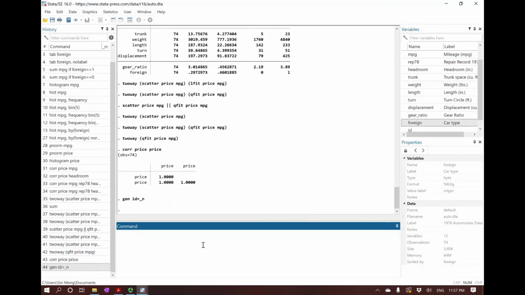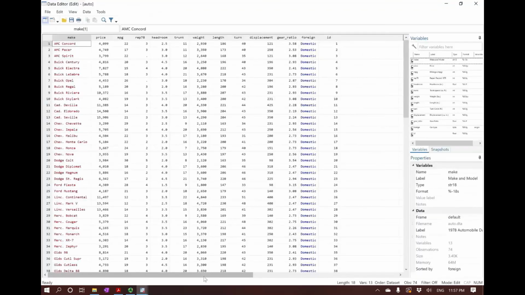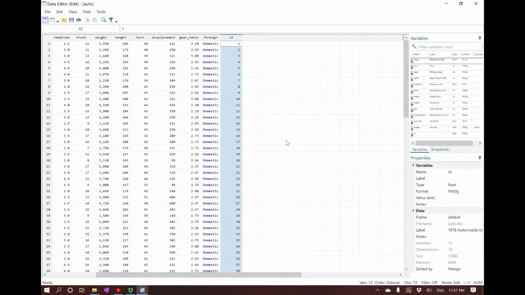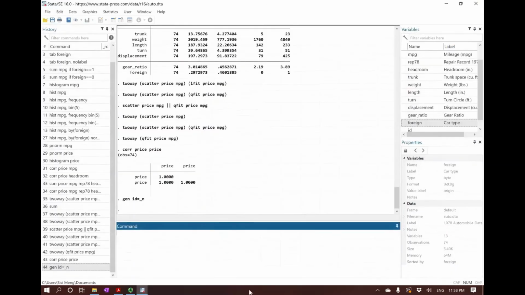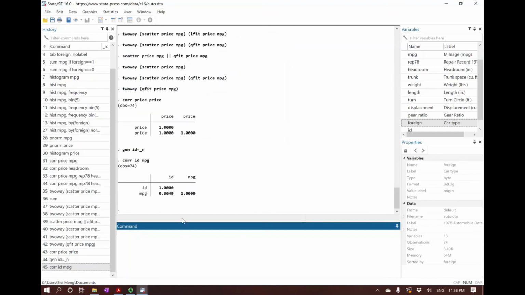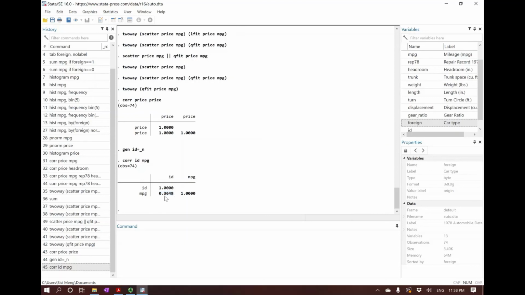So if I click enter, so if you go to the data browser, you're going to see a new ID column is created that is from observation 1 to observation 74. Whenever you feel like you need to create an ID column, this is how you can use the generate to do that. But my example is to find the correlation between ID and MPG. You know that these two variables really, economically speaking, have no meaningful relationship. But if you calculate the correlation and click enter, it has a pretty strong correlation and is positive.